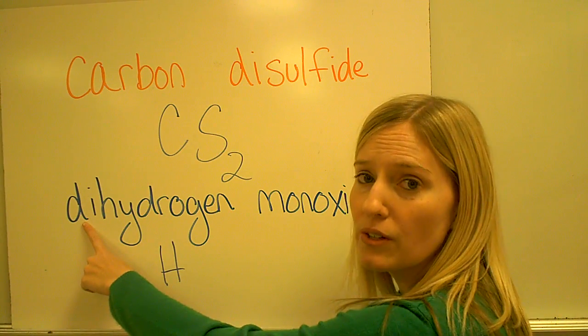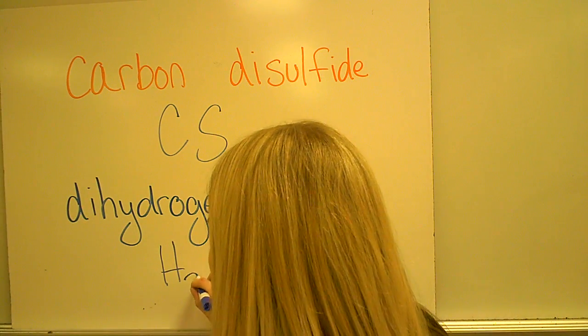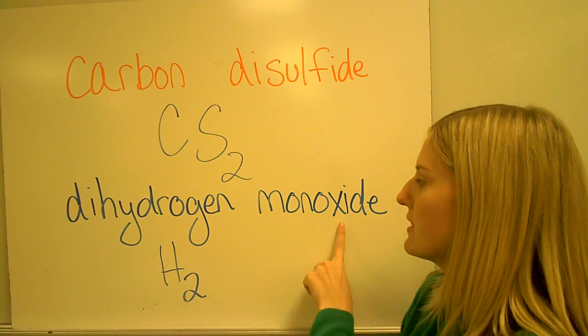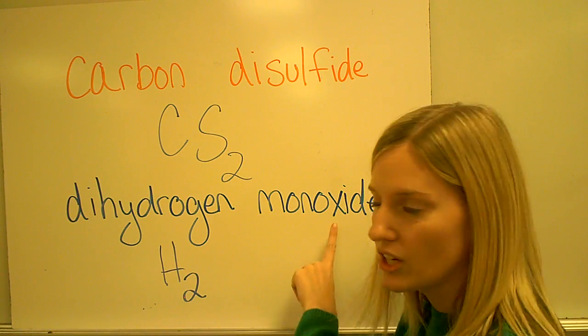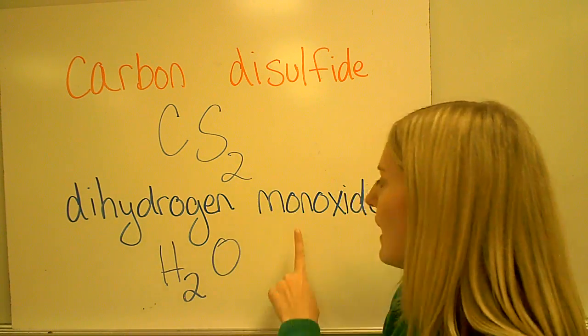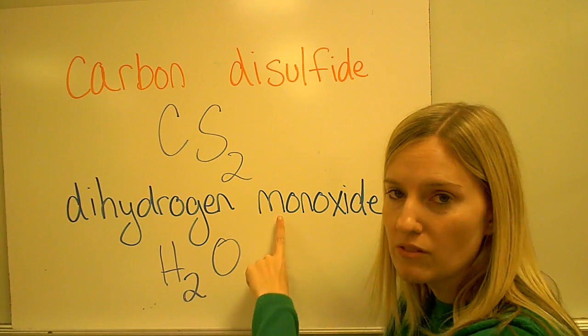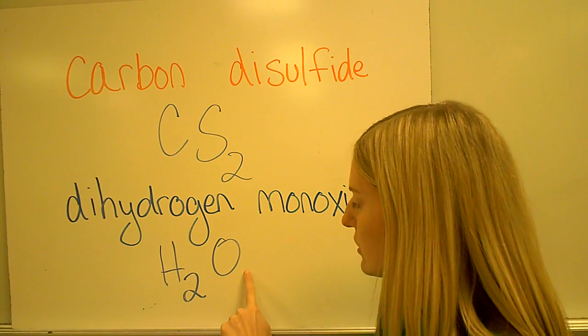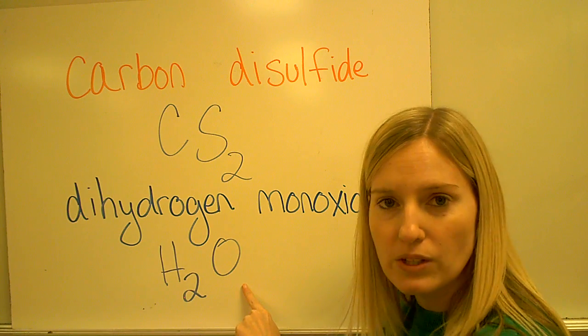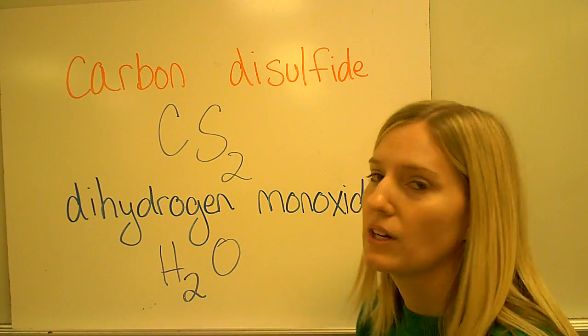On the bottom, I have hydrogen. And I know that there are 2 of those because of the prefix di. And then I have monoxide. Oxide is oxygen, so an O. And I know that there's 1 oxygen from the prefix mono. So I don't need to put a subscript when there's only 1. So I just have H2O, which is water.